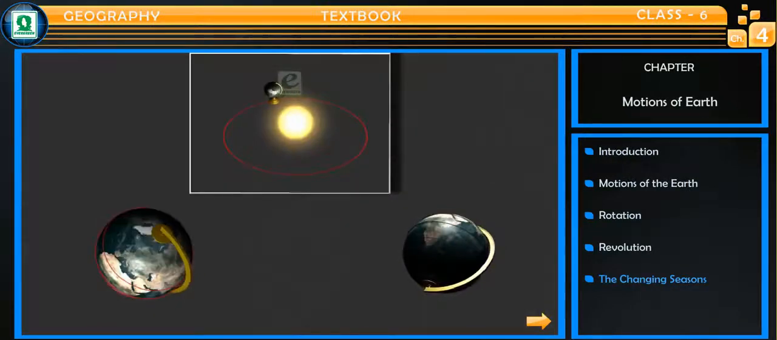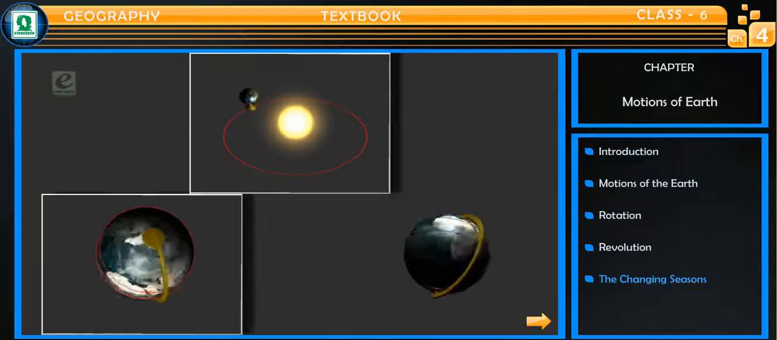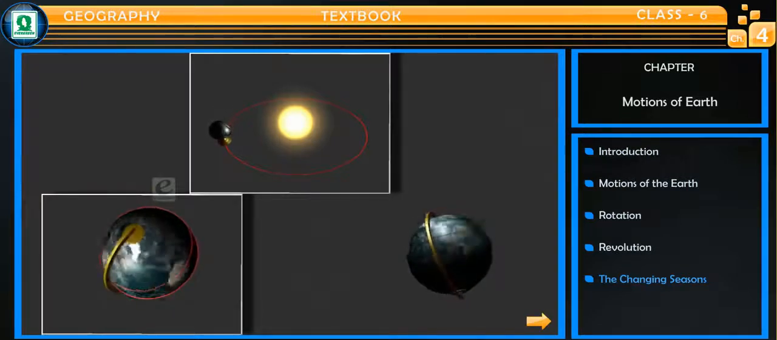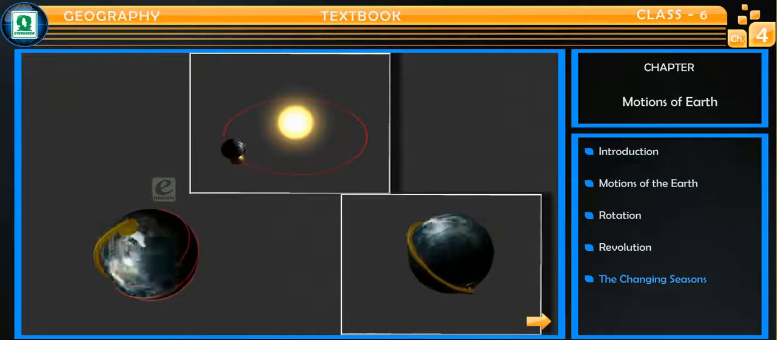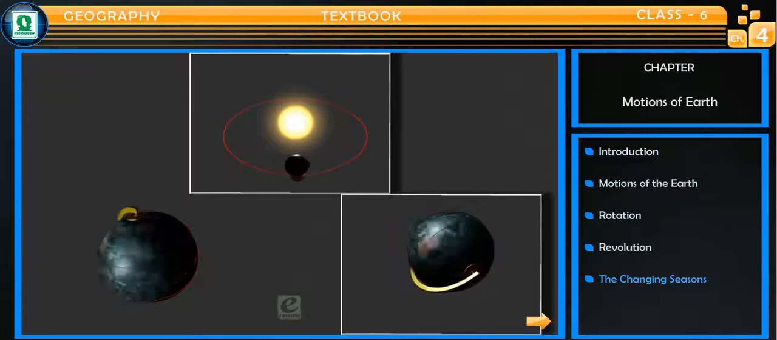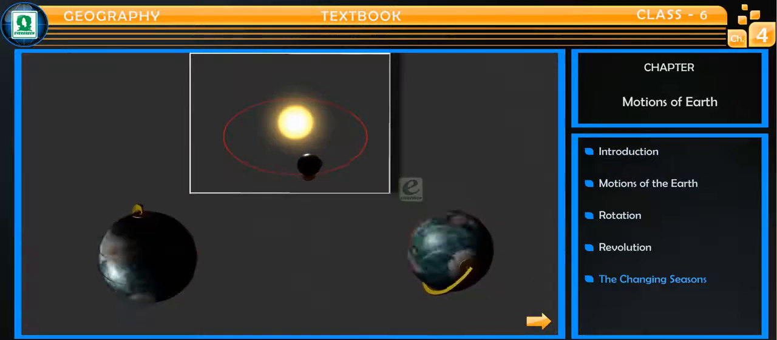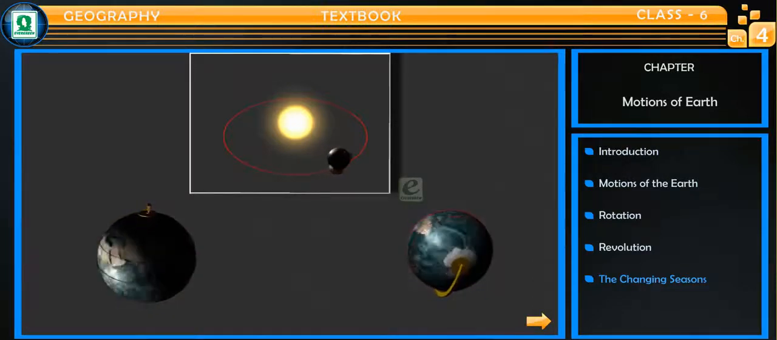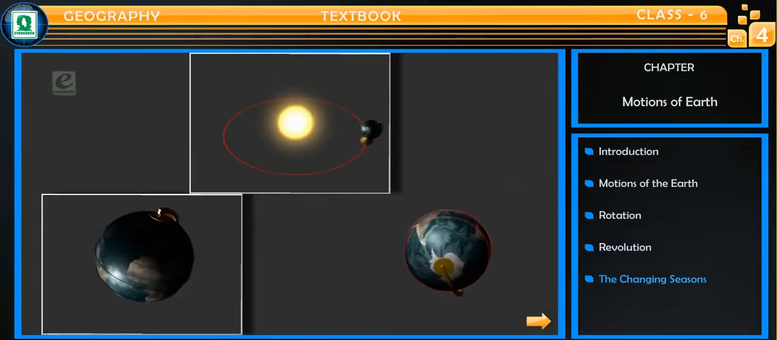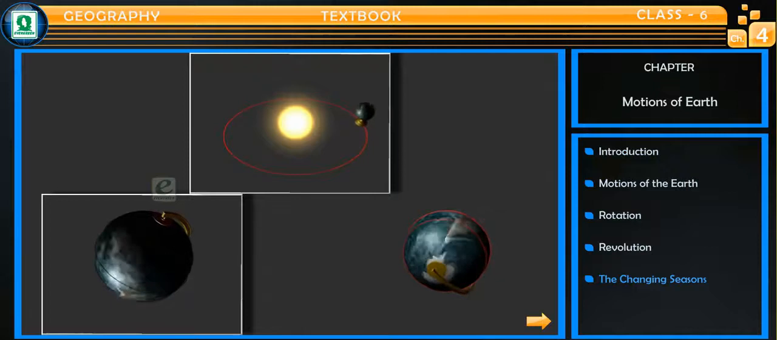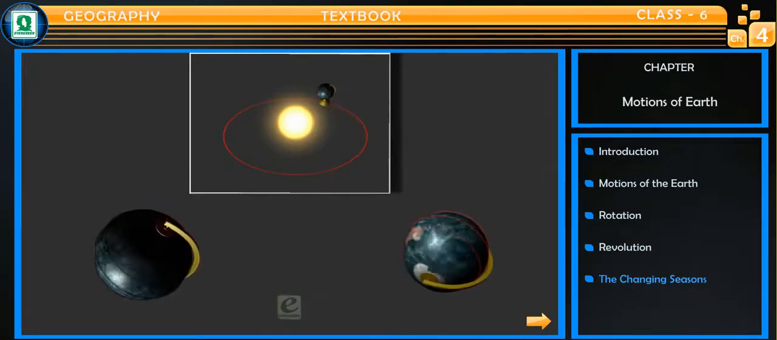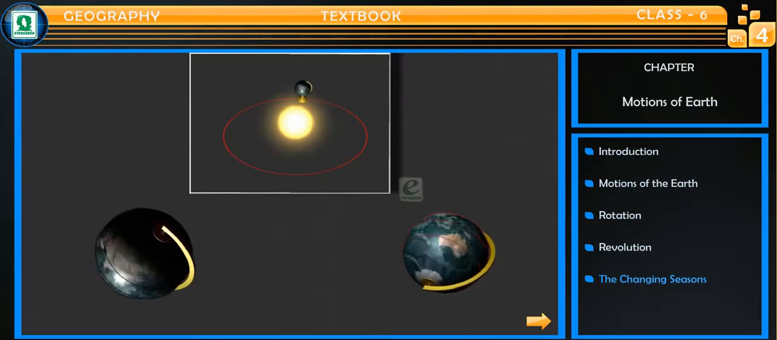From spring equinox to autumn equinox, the North Pole is completely in light. So the Arctic Circle has all days for 6 months and the South Pole, which is in dark, has all nights for 6 months. Contrary to it, in the next 6 months, that is during autumn equinox to spring equinox, South Pole remains completely in light and North Pole in complete dark. Thus, Antarctic Circle has days and Arctic Circle has nights for 6 months.